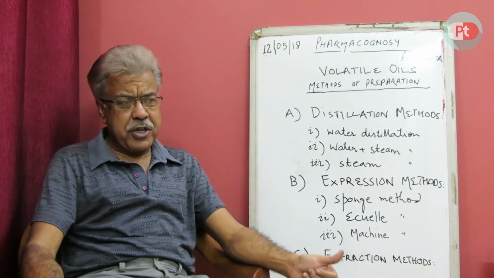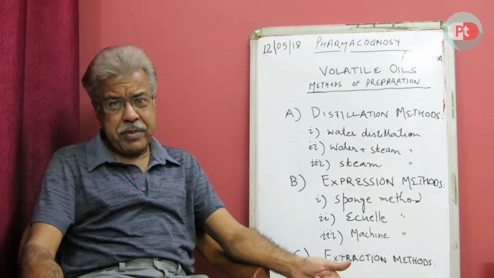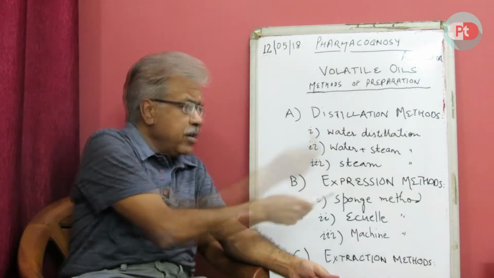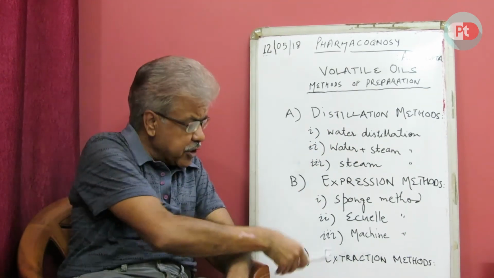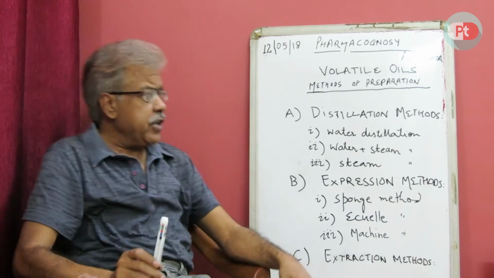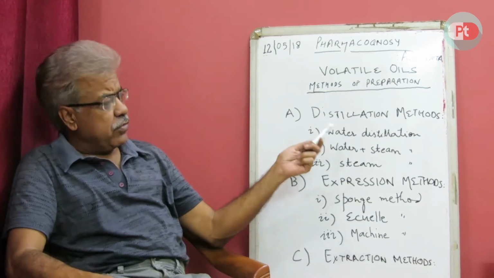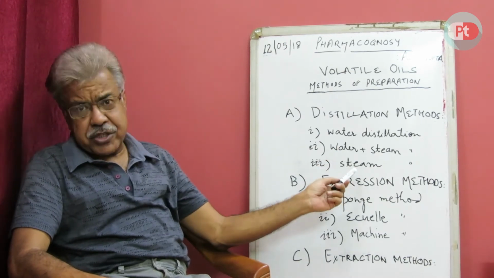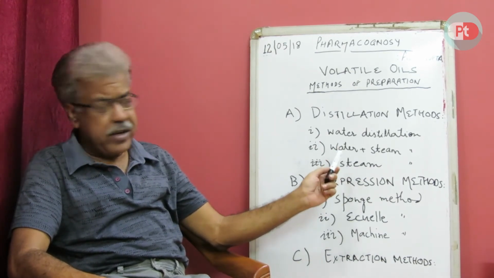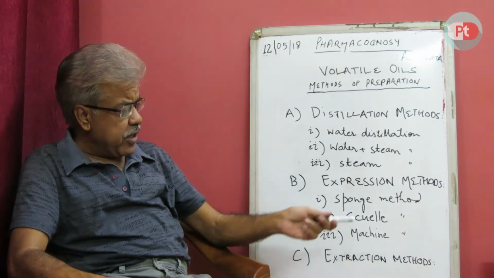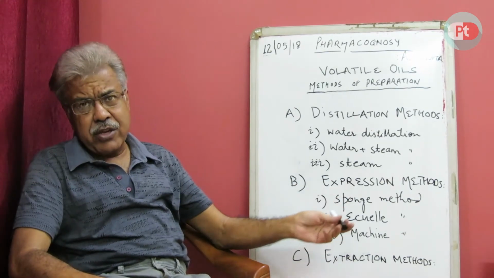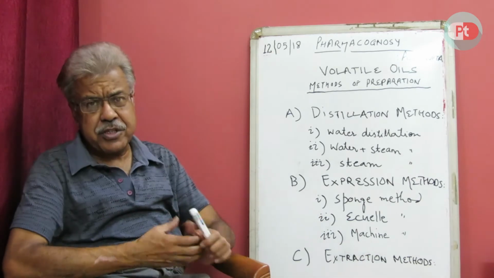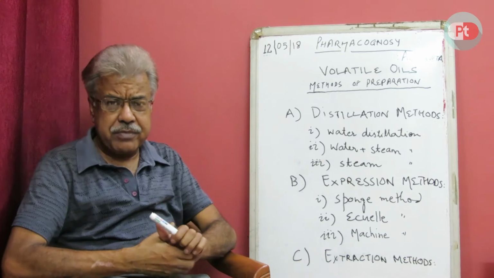Now coming to the preparation part, volatile oils can be prepared by three methods, namely: number one, distillation method; number two, expression method; and lastly, extraction method. The distillation method is again of three types: water distillation, water and steam distillation, and steam distillation, simply steam distillation directly. The expression method is basically of three types: the sponge method, the aqueous method, and the machine method. And lastly, the extraction method, which is simply a single step process.